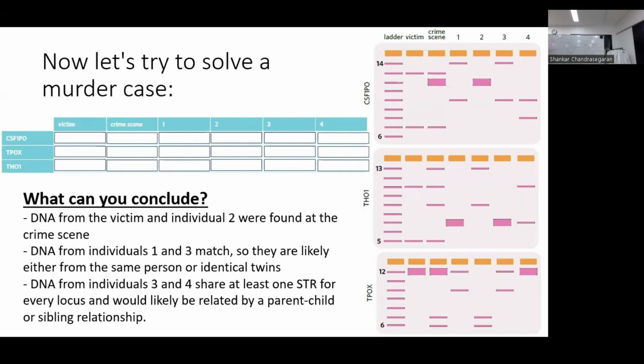So let's compare here, shall we? The first STR, CSF1PO. Let's look at the bands that the victim has generated. These numbers are the number of base pairs: 14, 13, 12, 11, and so on until 6. What are the base pairs that the victim has generated?